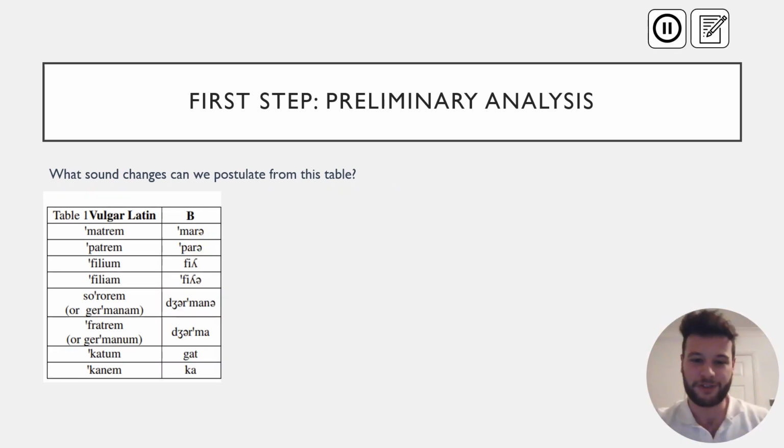So let's move on to language B. Take a look at this table here and see how Vulgar Latin relates to language B. Pause the slide, grab your pen and paper, and take a moment just to write down maybe 3 or 4 rules you can see about how Vulgar Latin relates to language B, and we'll check in just a moment.